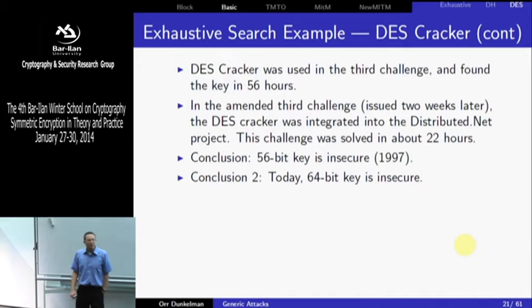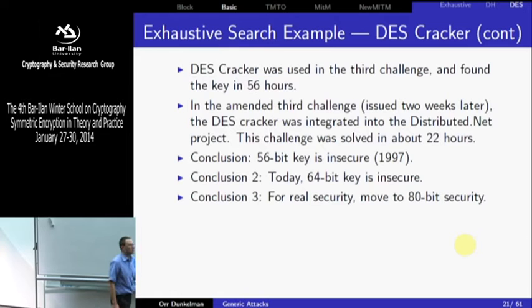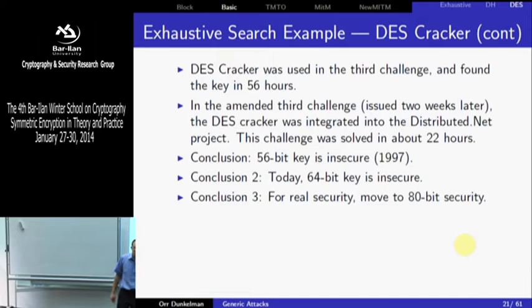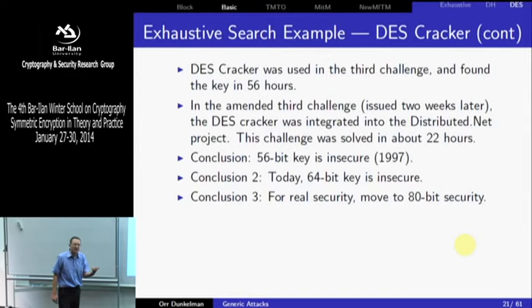If you apply Moore's law, you will find out that actually a 64-bit key is also insufficient for today's security. And today, the standard approach is to move to the 80-bit security level. This also helps if you ever need to design a protocol or a public crypto system, and you try to evaluate how much effort we as cryptanalysts can spend trying to break your scheme. 2 to the 80 is the minimal security level for real-life security today. So you have to pick your parameters such that a 2 to the 80 attack will not break your scheme.